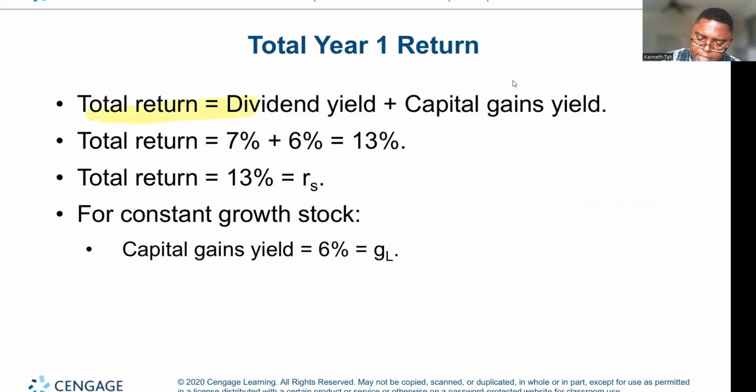So total return is dividend yield plus capital gain. And the total return is 13% because the dividend yield is 7%, the capital gain is 6%, so that gave us 13%. And that is equivalent to our total return, which is the required return based on CAPM.